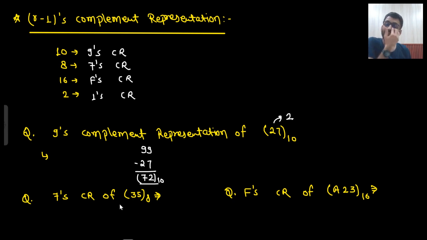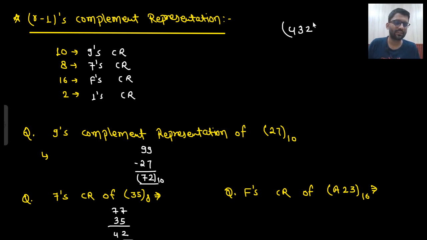If you need to find the 7's complement representation of 35, basically write 7 7, 2 times, minus 35. Maximum number would be 7 7. In base 8, what will be the maximum number of 2 digits? That would be 7 7. So 77 minus 35 gives 42. Basically, if I had to write the 7's complement of 432, what would I do? I would do 777 minus 432.